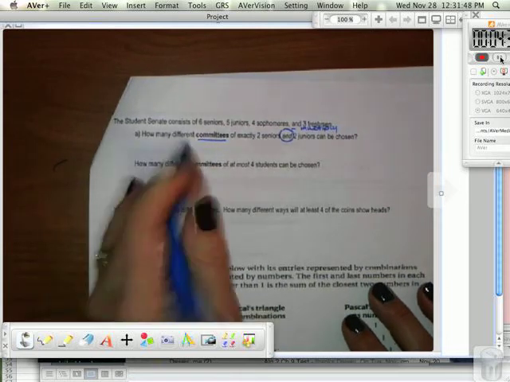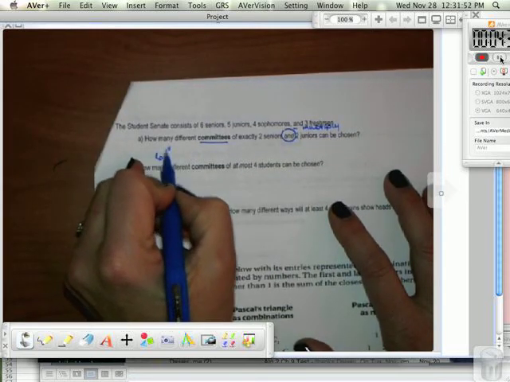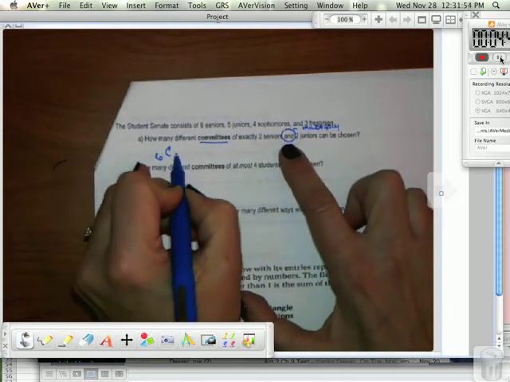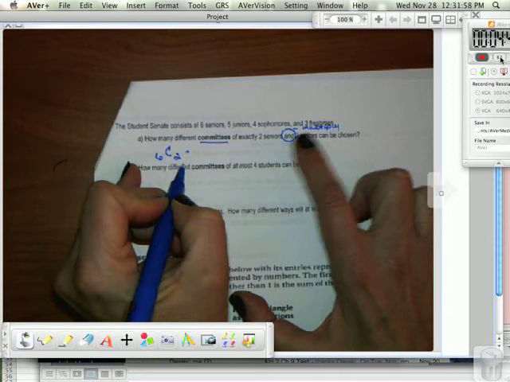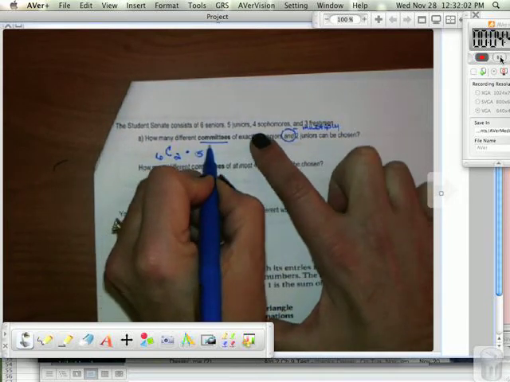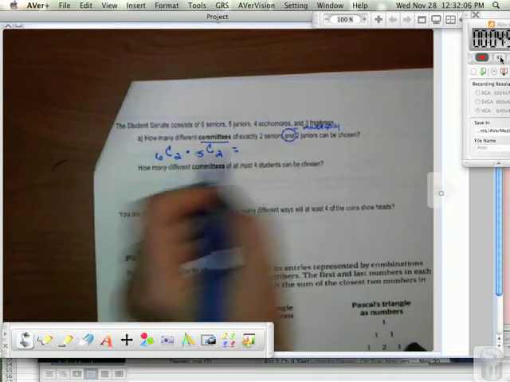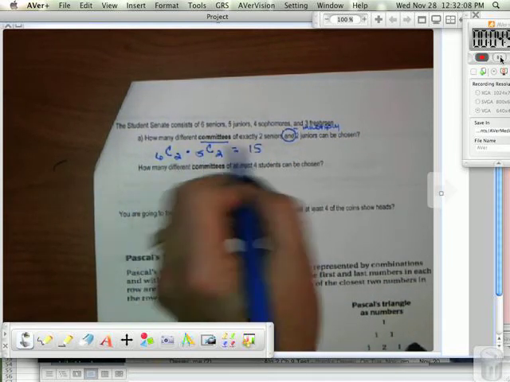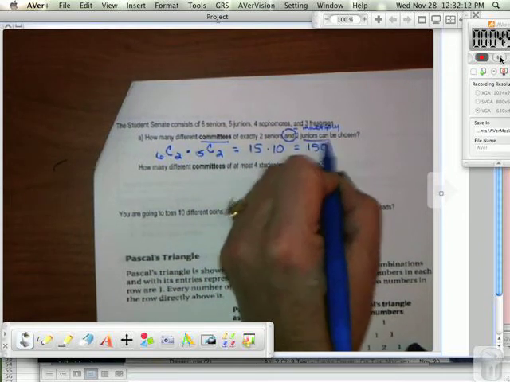So the first thing I have to figure out is if I have 6 seniors and I choose 2. Okay, that's the senior committee. Then I got to multiply it because it's an and by the junior committee. I have 5 juniors and I got to choose 2. And when I do that, I get 6 choose 2 as 15, 5 choose 2 as 10, there's 150 different ways to choose these committees.